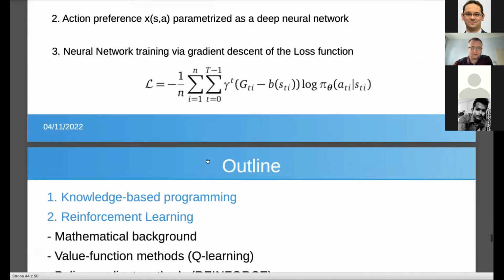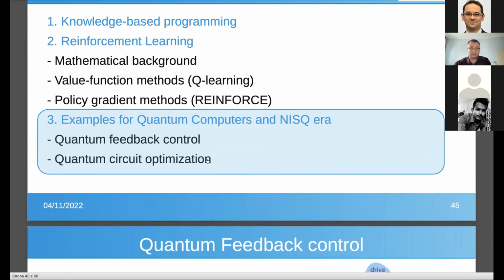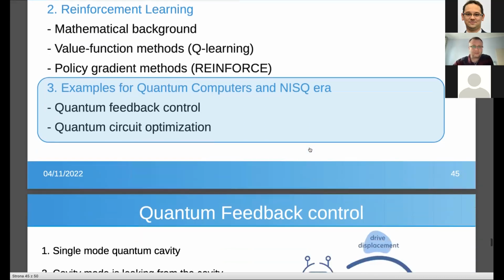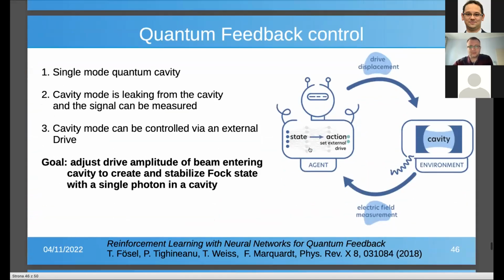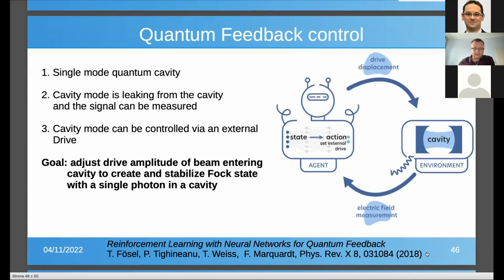So this was neural networks, and now we have the last part, which is examples. I chose two examples for the quantum simulators and NISQ devices, and we start with quantum feedback control. The paper was published in 2019 in PRX from the group of Florian Marquardt, and the system is as follows. Our goal is to stabilize the quantum cavity in a given Fock state of the photon field. So we consider a single mode cavity.